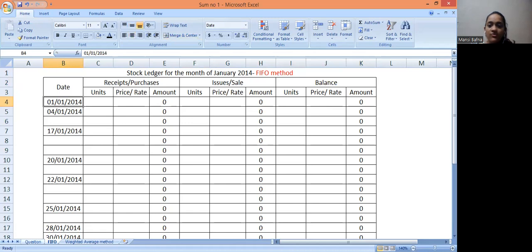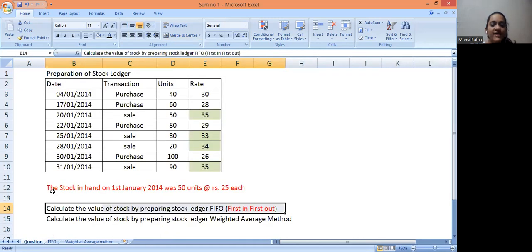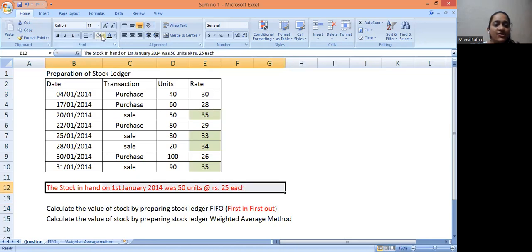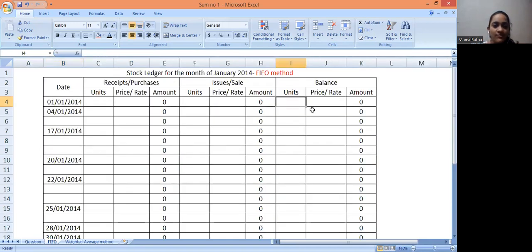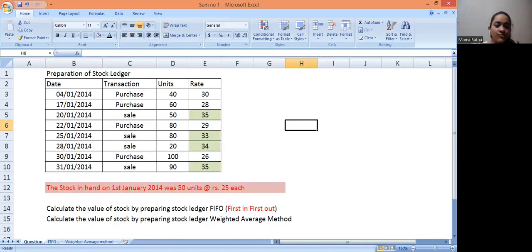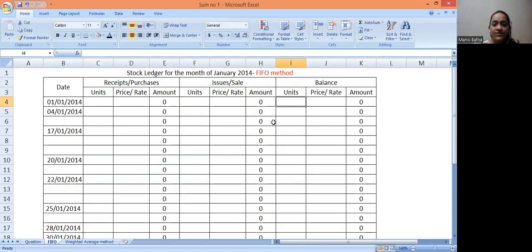So now let us go to the question and see what is the first transaction. The first transaction will be the stock in hand. So we are going to be recording the stock in hand on 1st January 2014. Our opening stock will be recorded directly in the balance column. Here we will write down how many units of stock we have. We have 50 units at the rate rupees 25 each. That will give us a total amount of 1250. So we have stock worth rupees 1250 at the start of the month.